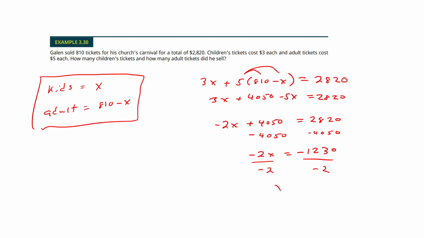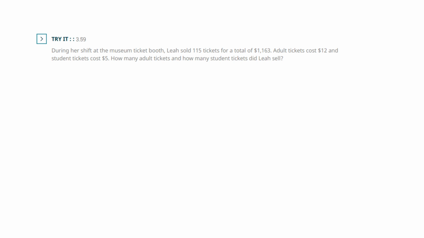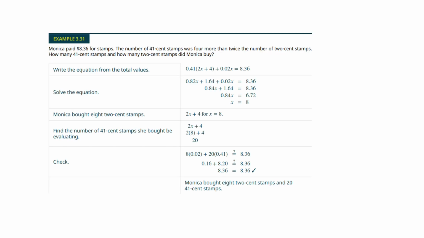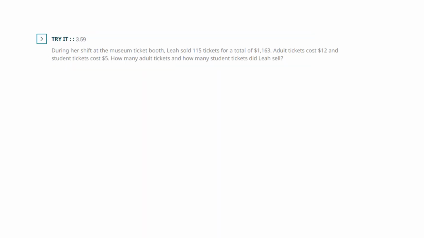We get x is 615. So 615 kids tickets were sold. Adult tickets are 810 minus that 615. And so we get 195 adult tickets. Okay, hold on, I'm just seeing, wow, this is a lot. Okay, so we got a bunch of these, so let's keep rolling here.